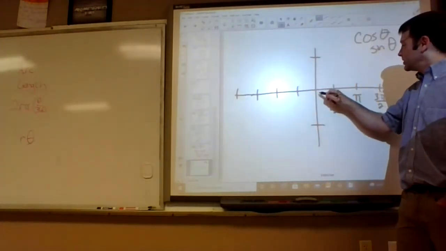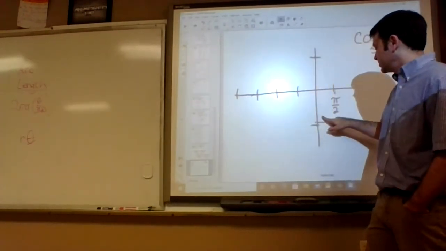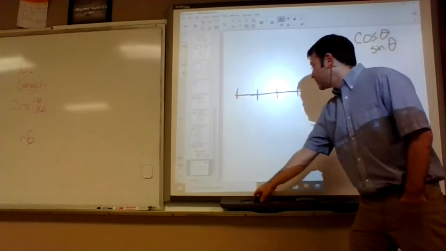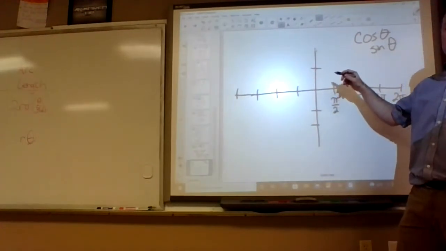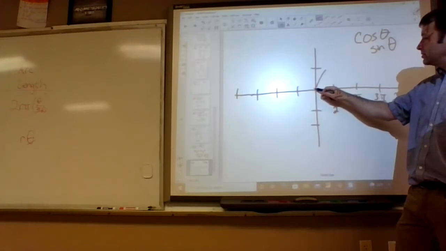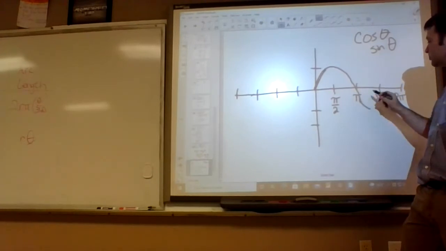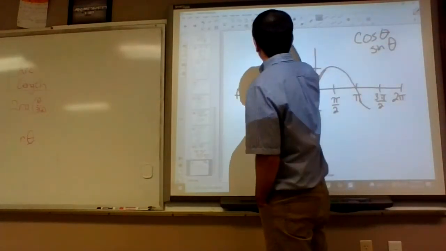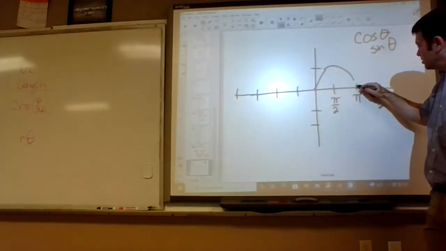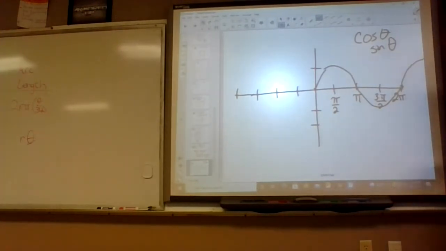Okay, anyways, I should have spread this out more. Here, we'll do this. Alright, here's what it looks like. This is the sine of theta. It starts at 0. Okay, and then it keeps going after that.